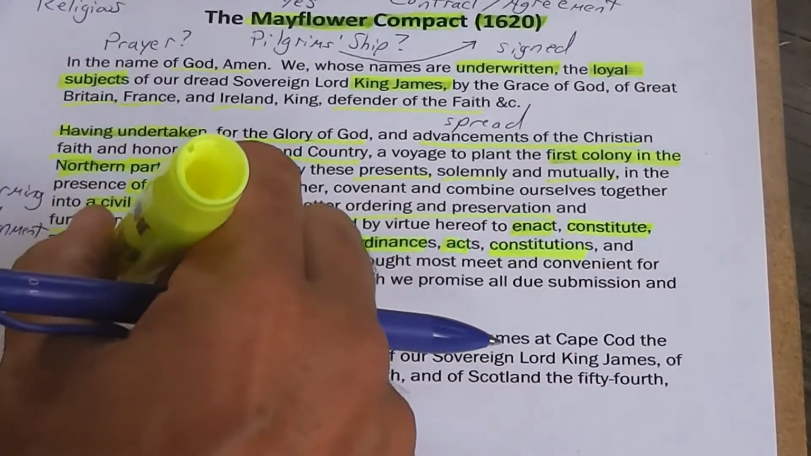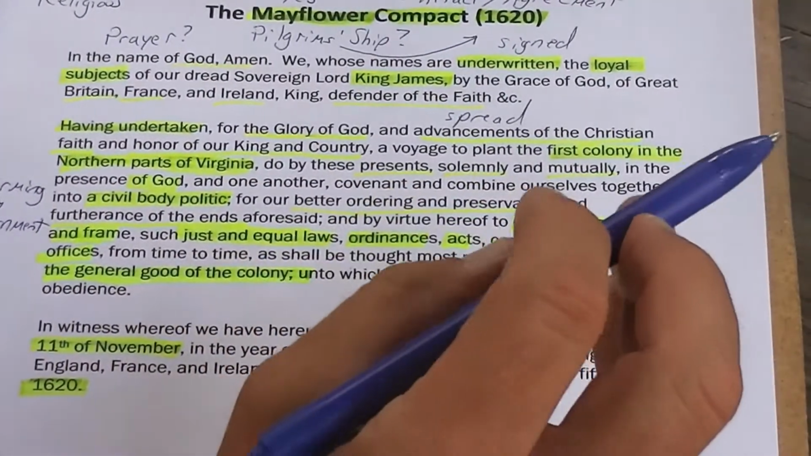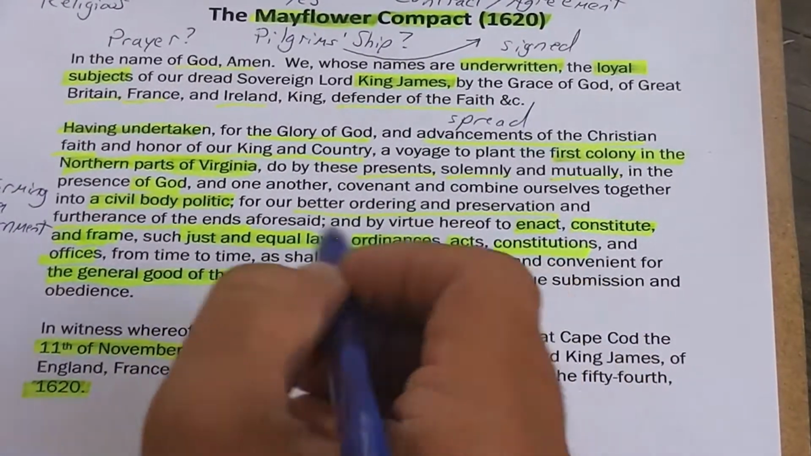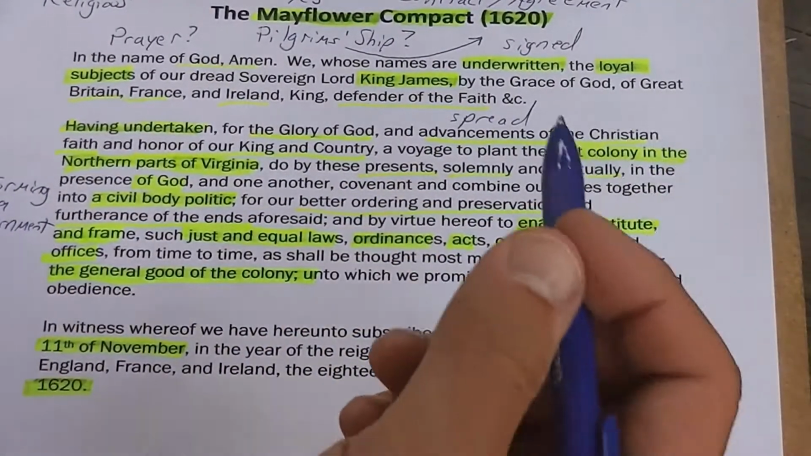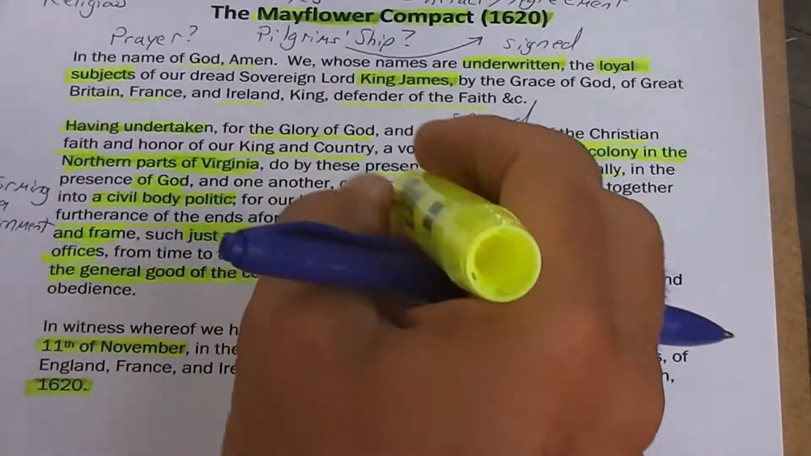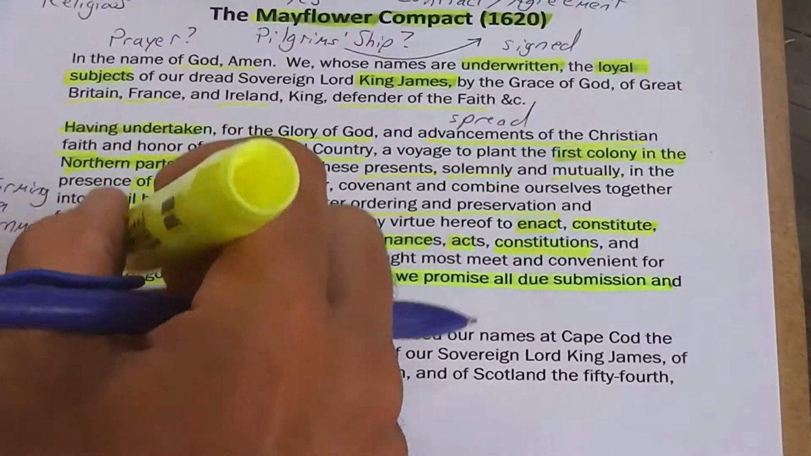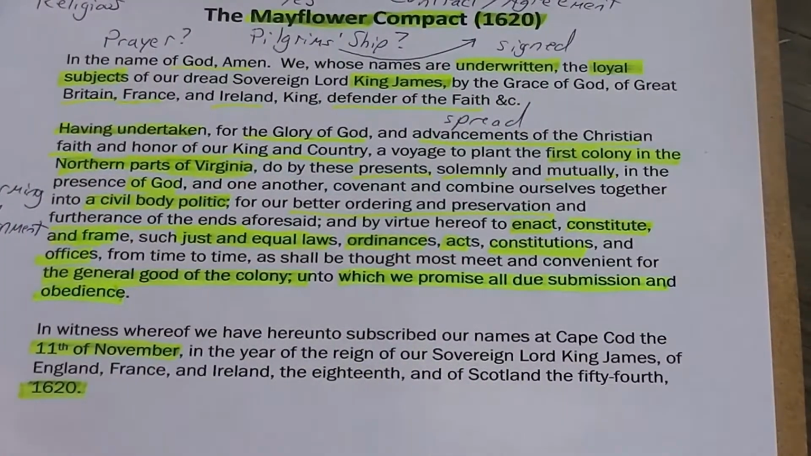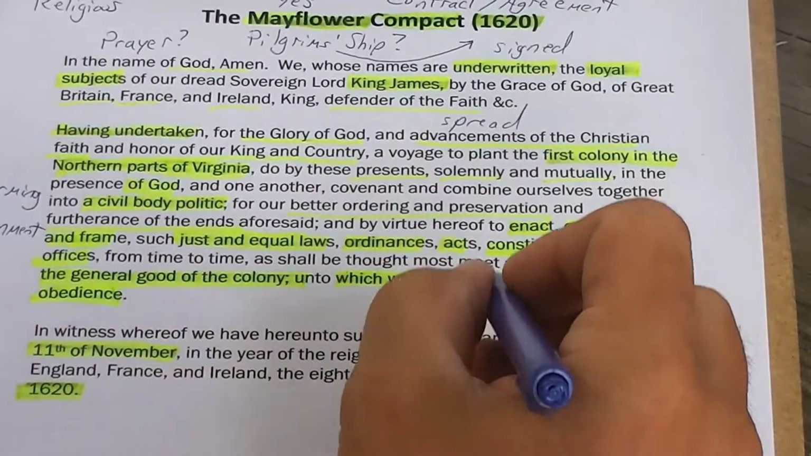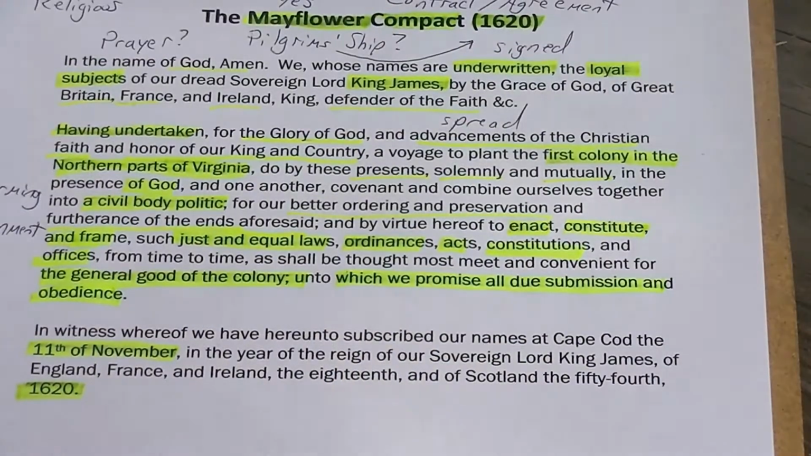Okay, I'm going to highlight that. The general good of the colony. So, from time to time, even though we're loyal to the king and we're going to listen to the king, we might have to make some laws or some ordinances or make up new offices like governor or mayor or things like that just to keep the colony in good order. "To which we promise all due submission and obedience." So they're going to respect the king, but by signing this, they all agree we're in this together and we will follow whatever laws we create and whoever our elected officials are.